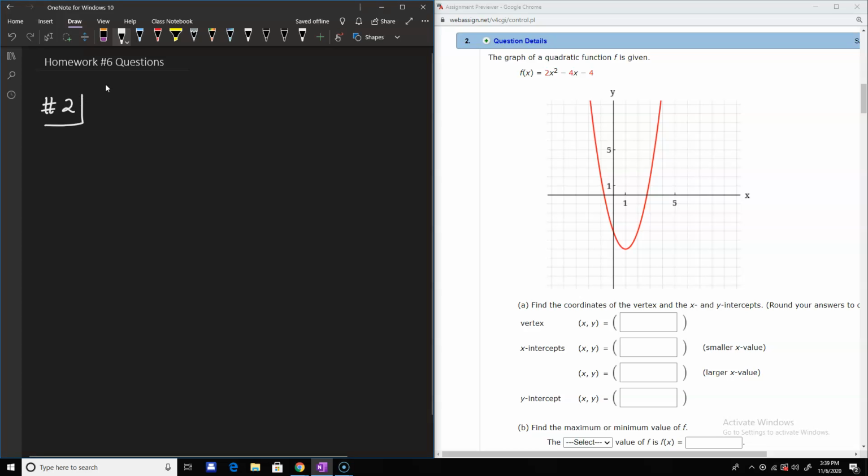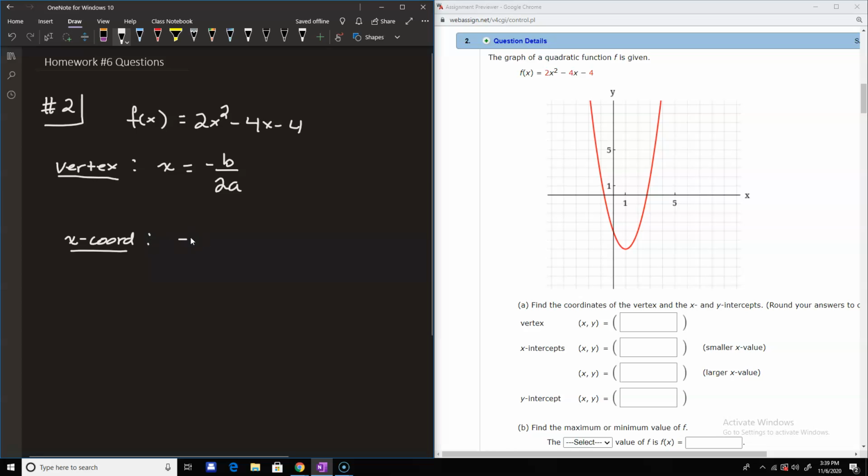But number 2 here, we're trying to find the vertex of this quadratic equation, which looks like f of x equals 2x squared minus 4x minus 4. So we know the vertex formula basically says the x coordinate is at negative b over 2a. So that's what we're using to find the x coordinate. So our x coordinate of our vertex is given by, b here is negative 4 and a is 2. So we have positive 4 over positive 4, which comes out to 1.